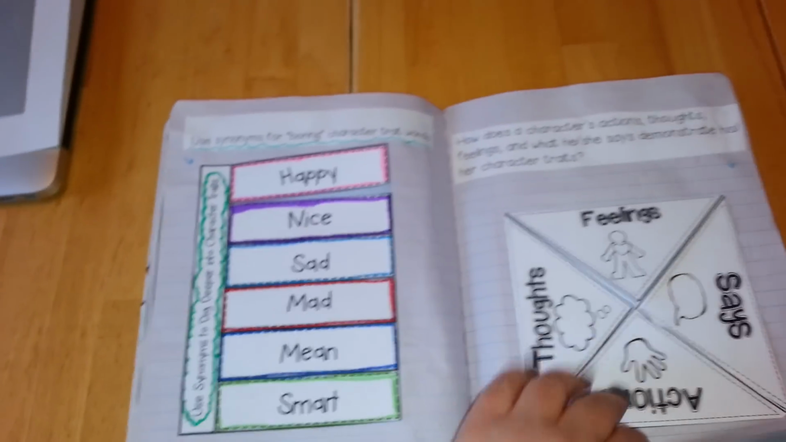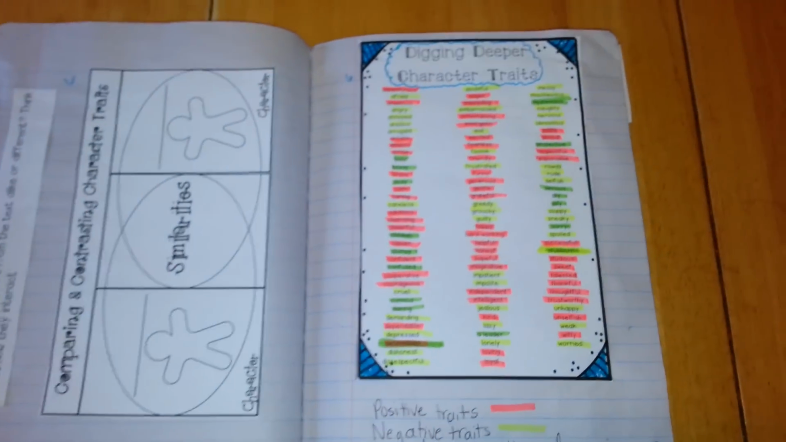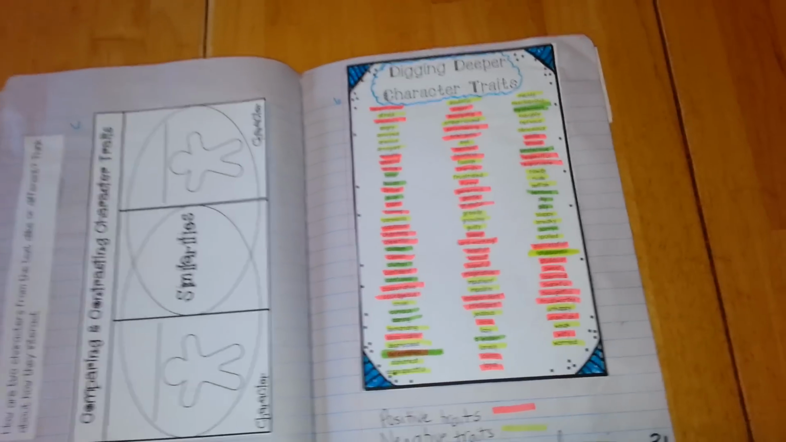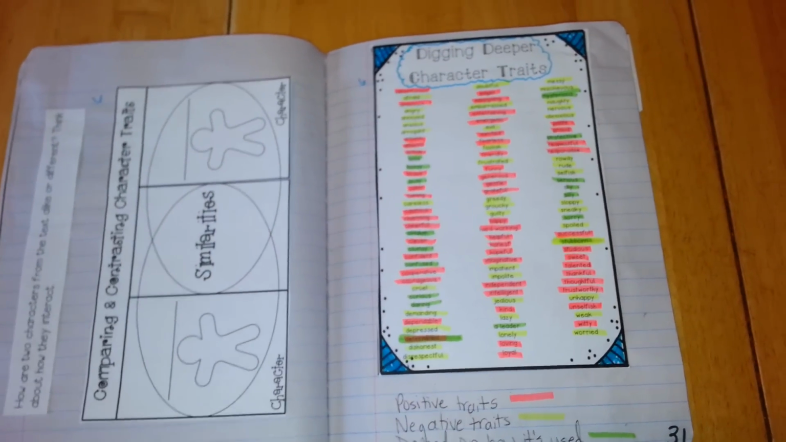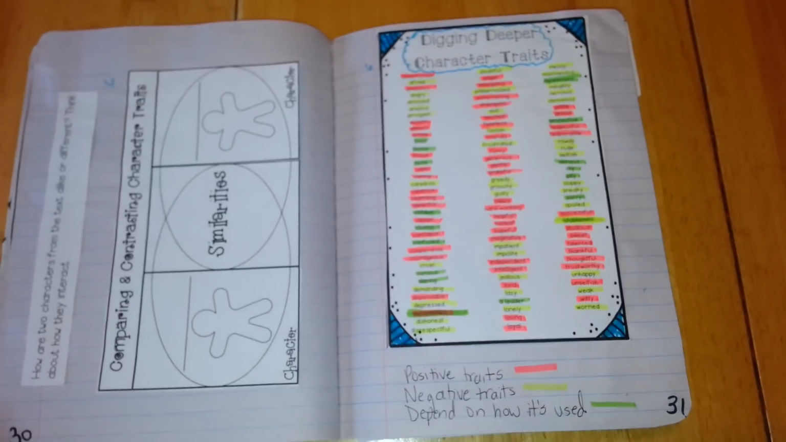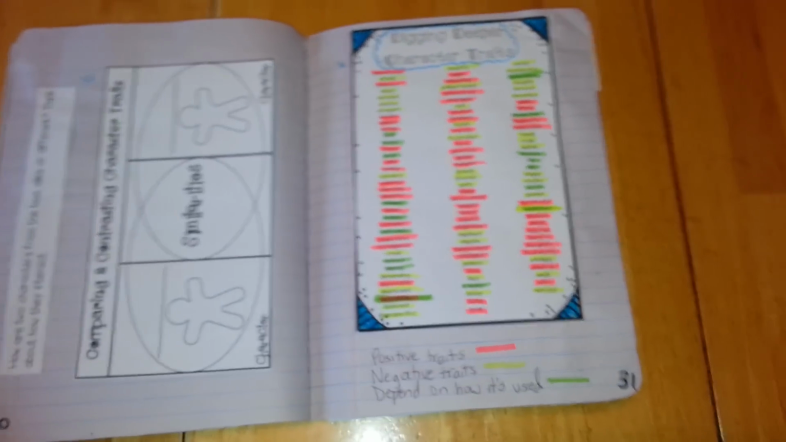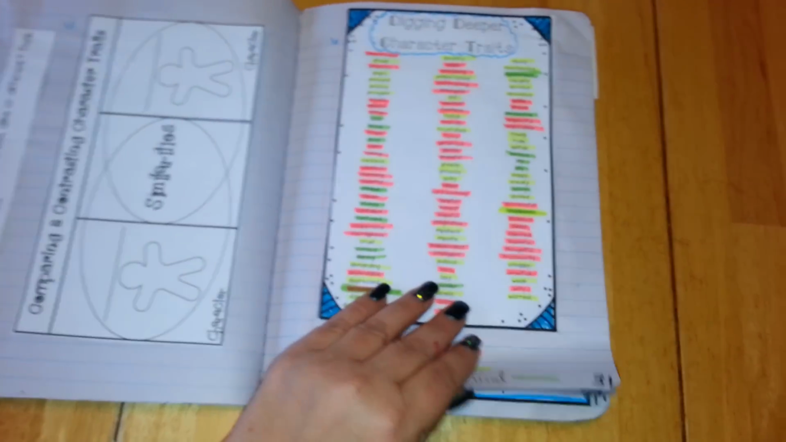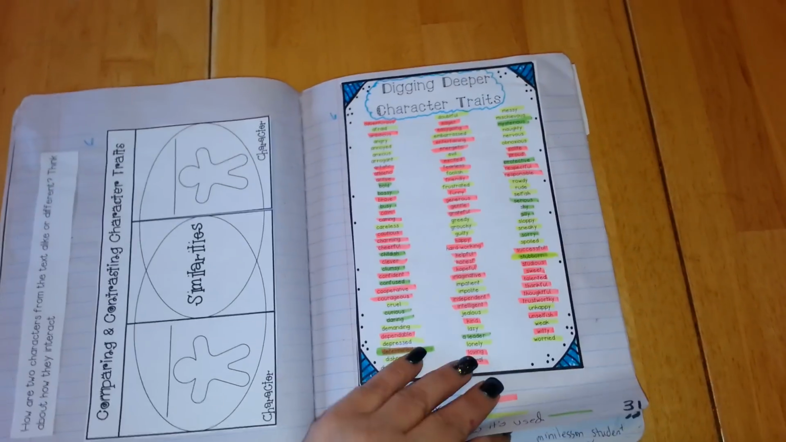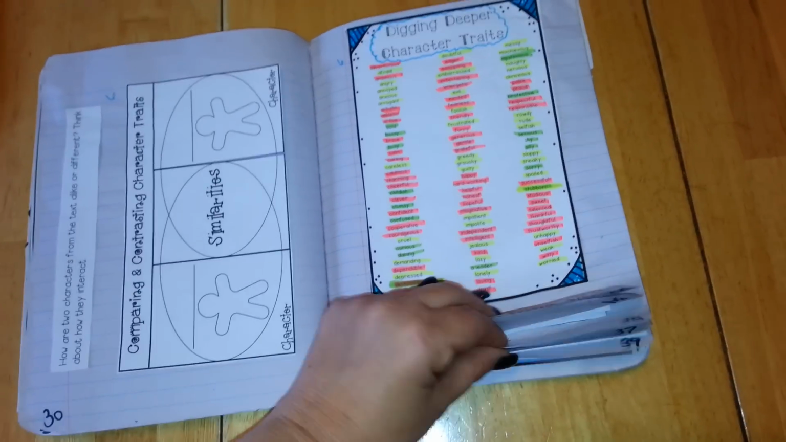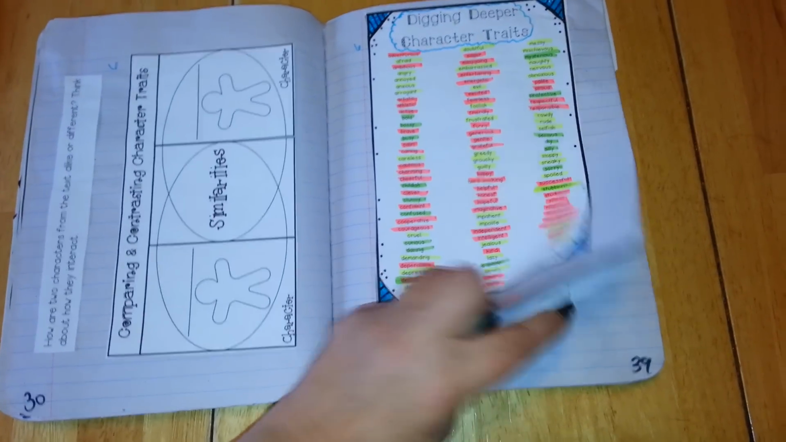Another page is page 31 that I like also, along with the work with characterization. Digging deeper into character traits, I'll have them highlight the positive traits versus the negative traits. And it depends on how it is used in the story. It depends on the character.